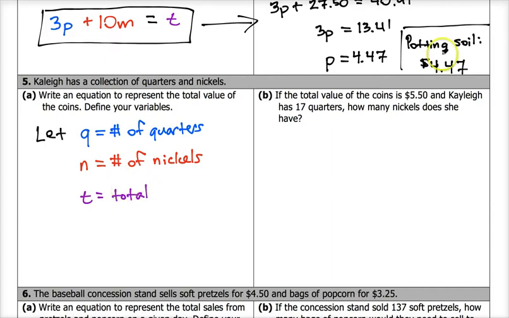So we're writing an equation to represent the total value, meaning this is in terms of dollars. So you have to think, how many dollars is 1 quarter worth? Well, it's worth $0.25, 25 cents. So my equation could be 0.25Q plus the value of a nickel is 5 cents, 0.05, times N equals my total dollar amount, T.